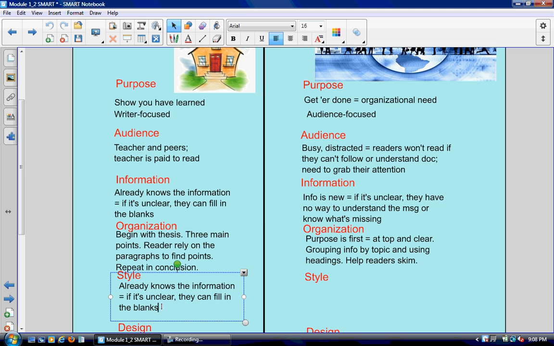In terms of style, we know that academic writing tends to be formal.